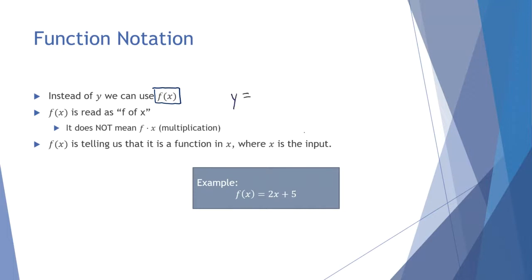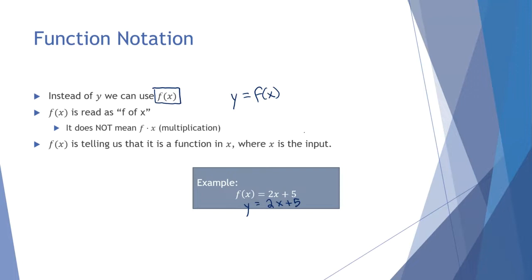y is the same as f of x if you have a function. So anytime you see f of x, you can replace that with y. So you could write y equals 2x plus 5 instead of writing f of x equals 2x plus 5. However, if you have a y equals, you can't always write it as f of x because you don't know necessarily if it's a function unless you use the vertical line test. But if you're given f of x, you can always replace it with y. So they are essentially interchangeable if you have a function.